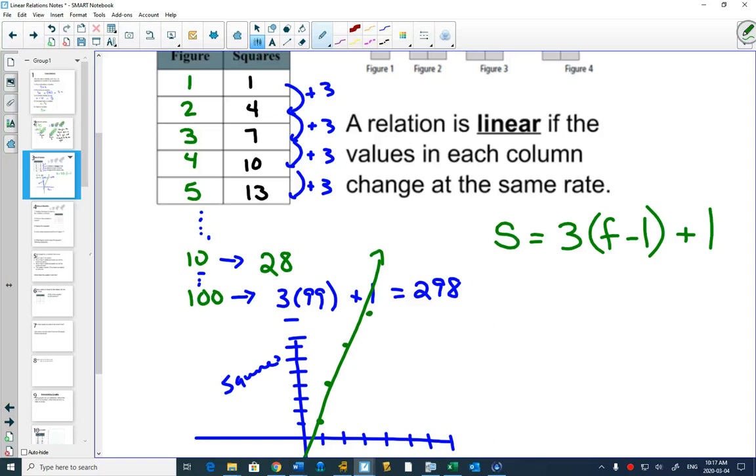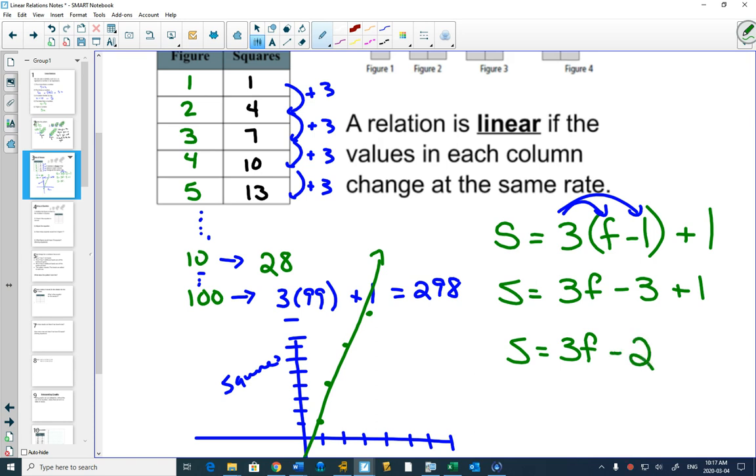And now we can use our algebra skills. What could you do with the 3 outside of the brackets if you want? You could use the distributive property. And you would get S equals 3F minus 3 plus 1. Are any of those like terms? The minus 3 and the 1. You could combine those together. What is minus 3 plus 1? Minus 2.